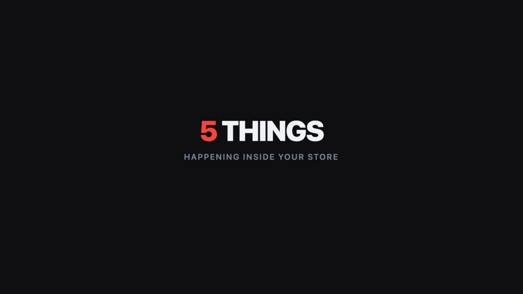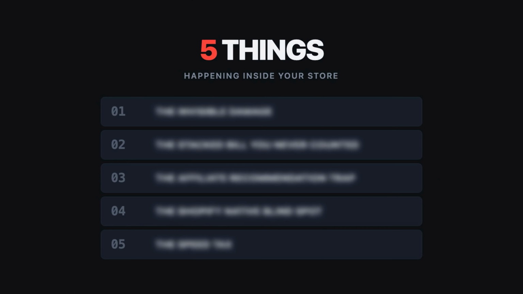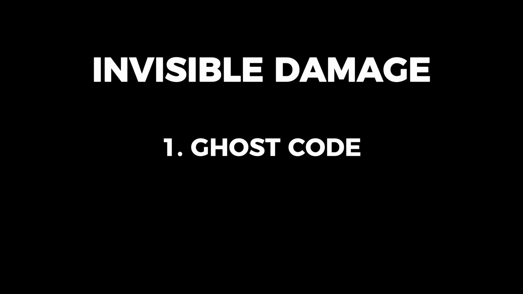Let's start with the things you can't see, because most of what apps do to your store is actually invisible, and it's the invisible stuff that hurts the most. So there are 2 versions of this. First one is ghost code.